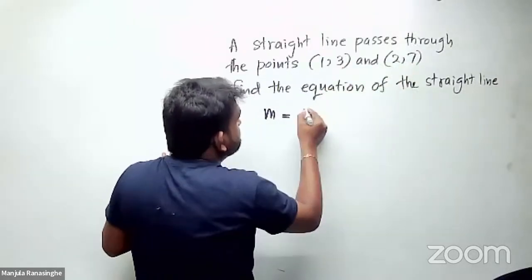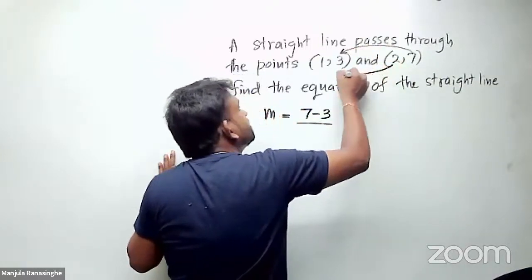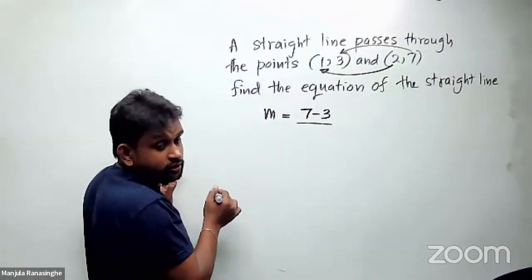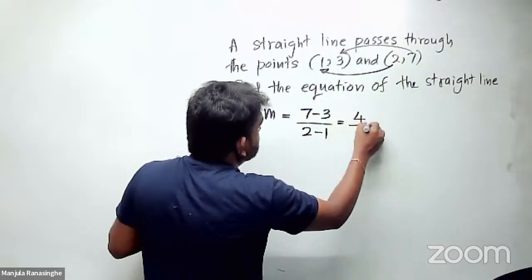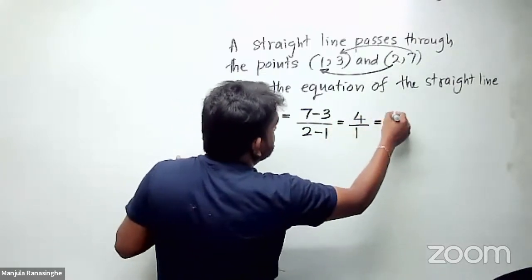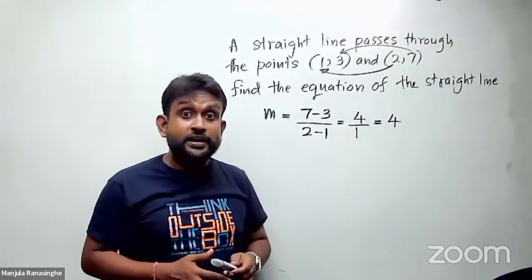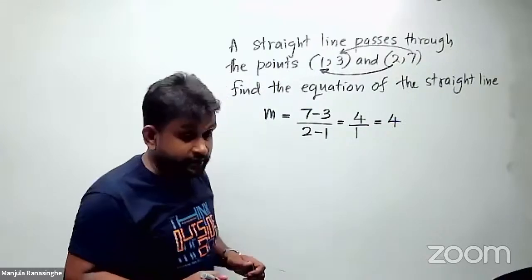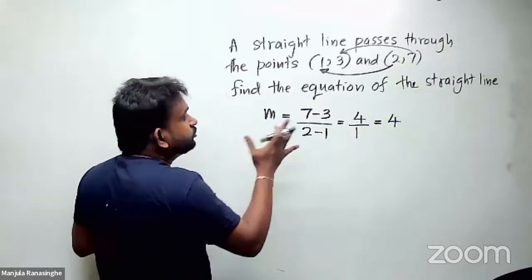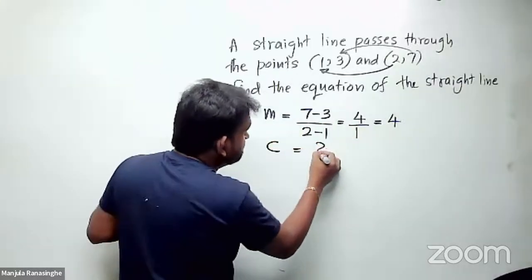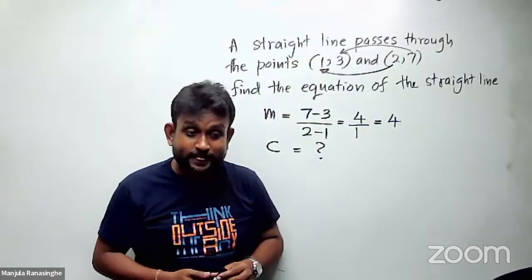So 7 subtract 3, divided by, in the same manner, the x difference in that direction: 2 subtract 1. So 4 divided by 1, which means 4. So you found the m value as 4. Now m is found as 4, and now c is the doubt. By looking at the coordinates, you cannot find it directly.